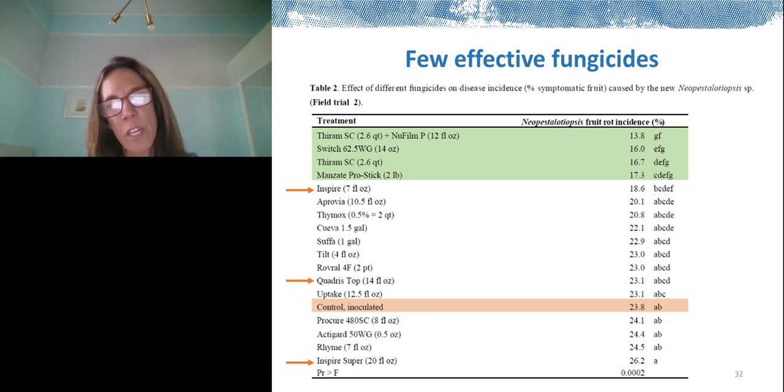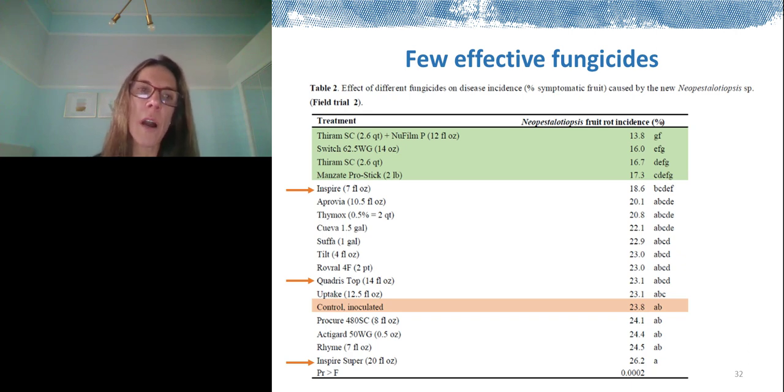One interesting thing on this second trial is that where I have the arrows, all those products have difenoconazole. Inspire is difenoconazole solo. Quadris Top is a mix of difenoconazole and azoxystrobin. Inspire Super is difenoconazole and cyprodinil. And you see the difference where the Inspire by itself, or difenoconazole by itself, seems to work a lot better than the combinations. Those are Syngenta products, and so Syngenta has used these to apply for a 2(ee) label to have Inspire solo now registered for strawberries and for this disease.